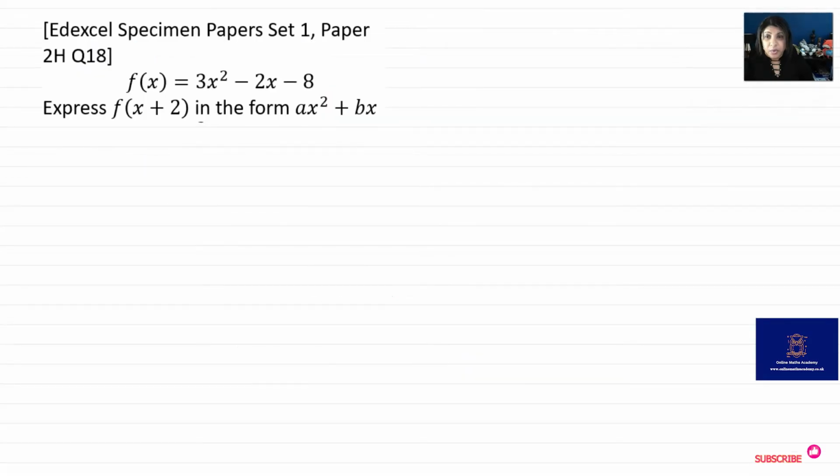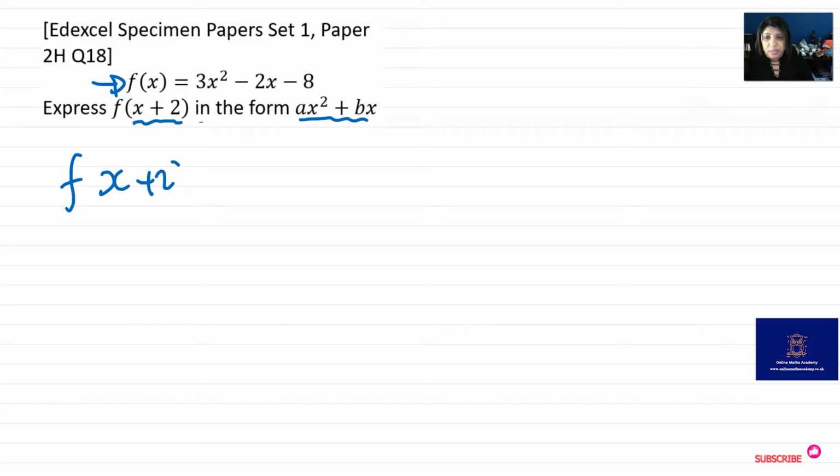So here is an example from Edexcel Specimen Papers Set 1. What we are told here, f(x) is defined as 3x squared minus 2x minus 8. And we are told to express f(x plus 2) in the form ax squared plus bx. So we have our function here. And what we want our function to do is have an input of x plus 2. So here is what we need to do.